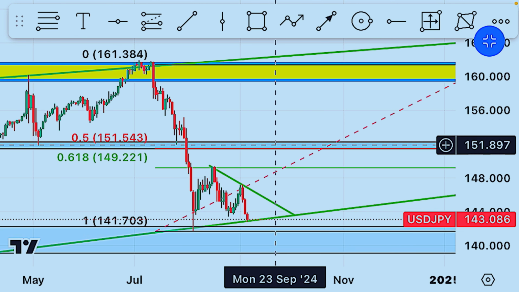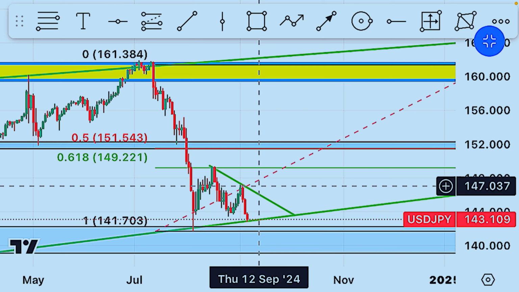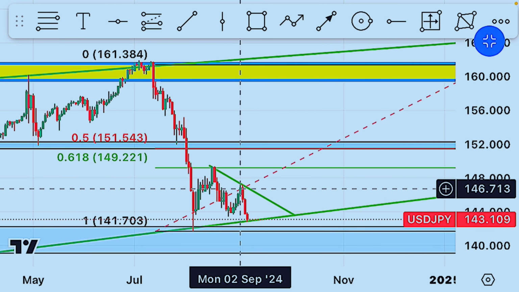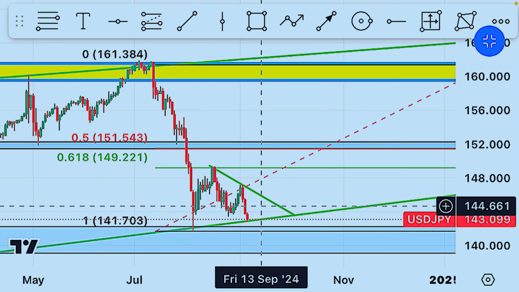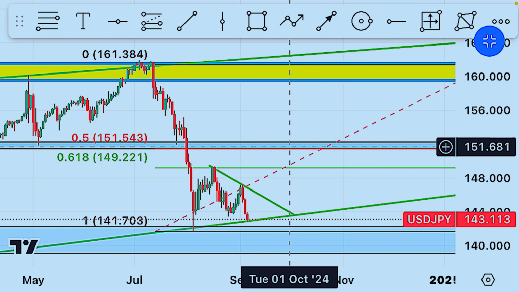But this will only happen depending on what is going on with the US index. If the US index is selling, the USDJPY is going to be selling. If it is buying, the USDJPY is going to be buying. So keep an eye on what is happening at the US dollar index. But if you are able to take out this trend line, the next level is going to be the 50 Fibonacci retracement level.